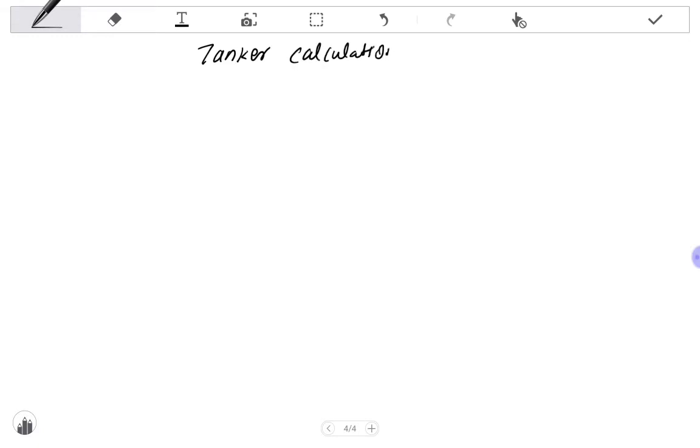Tanker calculation. First of all, thanks to Captain Rajiv.